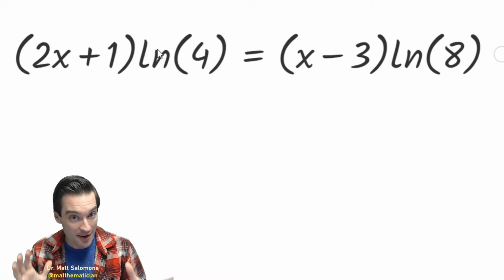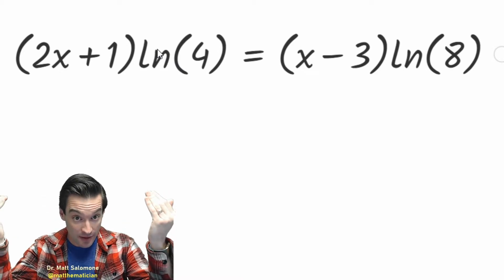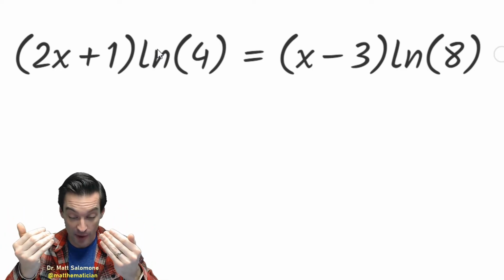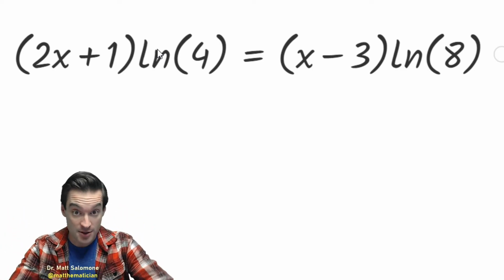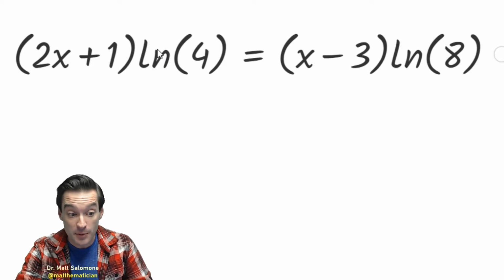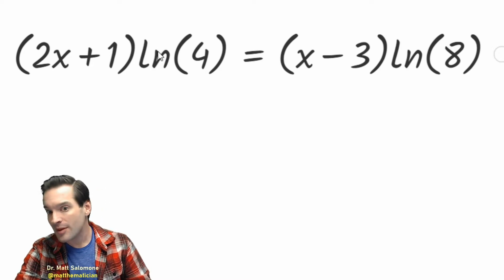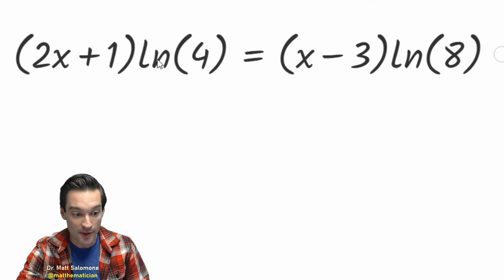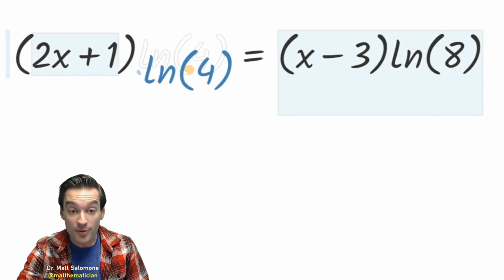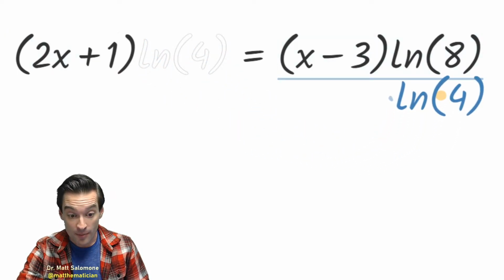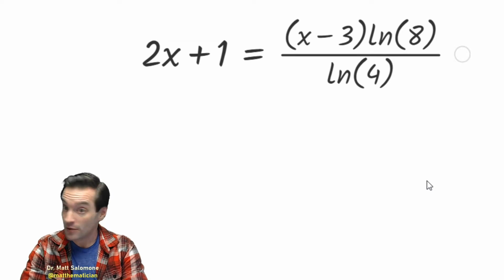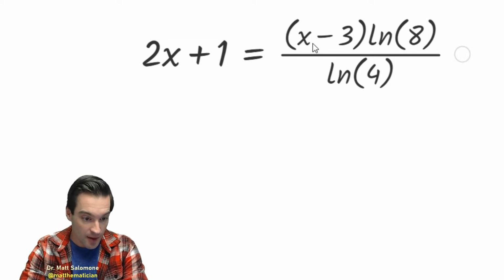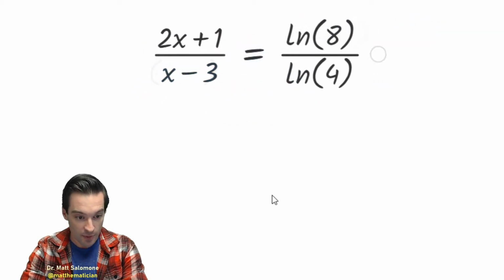Well, natural log is a function, but when we feed it a real number, with a domain and range of real numbers, natural log of 4 is just a real number. If you plug it into a calculator, it's something between 1 and 2, closer to 1 than to 2. So I can just divide both sides of this equation by that number, natural log of 4. And in the same way, I can divide both sides by the quantity x minus 3. Let's bring that over here.